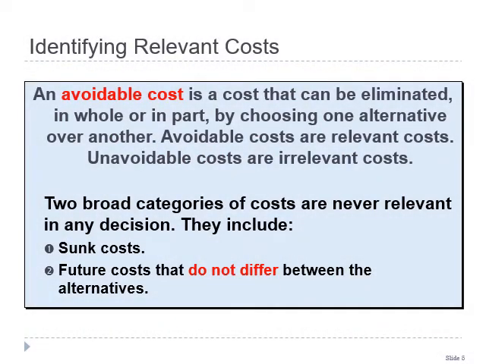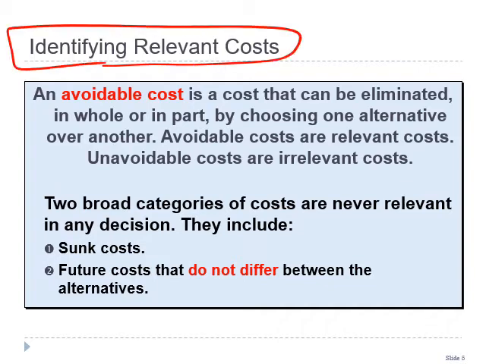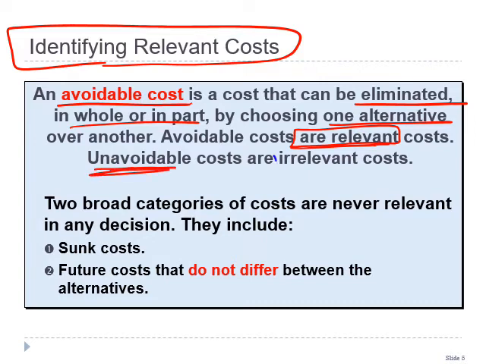Our next slide is identifying the relevant cost. In order to identify, let's understand the concept of avoidable cost. So avoidable cost is a cost that can be eliminated in whole or part, full or half, by choosing one alternative over another. So avoidable costs are relevant. Remember, avoidable costs are relevant costs, whereas unavoidable costs, they are irrelevant cost.